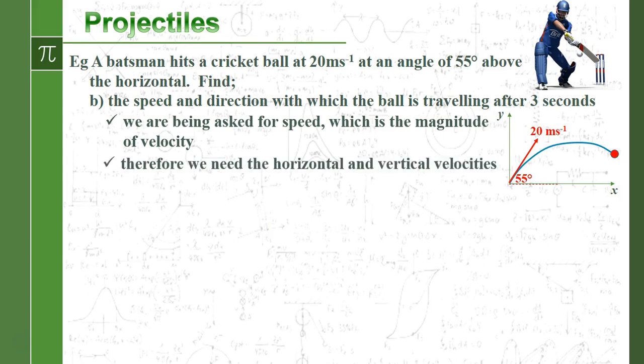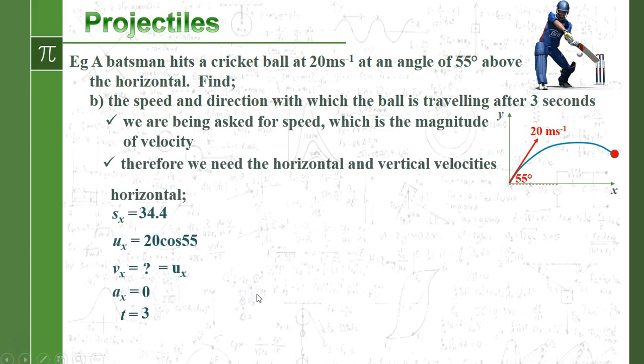Therefore, we need the horizontal and vertical velocities. There's all the SUVAT stuff that we've got in the horizontal direction, but we just know that our velocity in the horizontal direction is just fixed. So straight away, 20 cos 55. That's 11.4 meters per second.